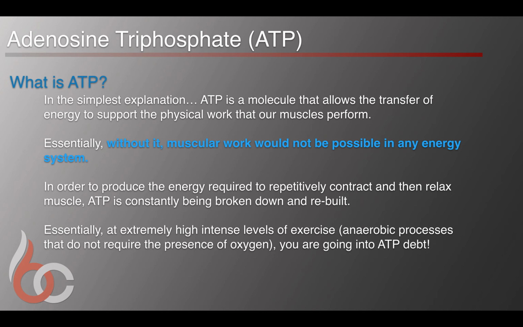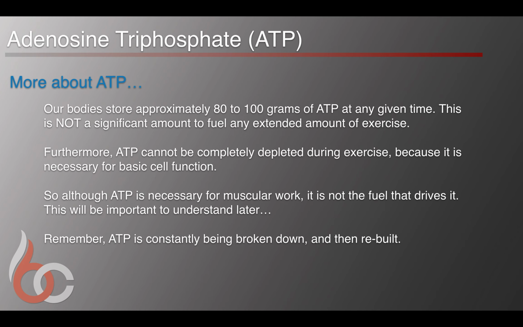In order to produce it, it's operating in a cycle. In order to produce the energy required to repetitively contract and then relax, the cycle of ATP involves ATP constantly being broken down and then rebuilt. That's a little bit of a difficult concept to grasp until I show you what's coming up and what that ATP cycle looks like. Essentially, though, before we go forward, at an extremely high intensity level of exercise, like an anaerobic process that doesn't require the presence of oxygen, we're kind of going into debt with respect to how much ATP we have available to perform that muscular work. So keep that in mind too.